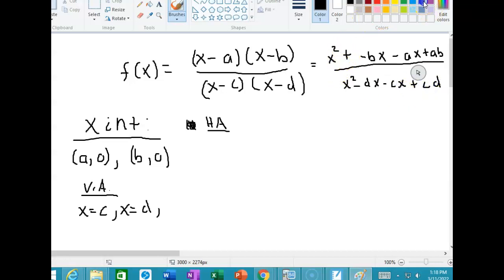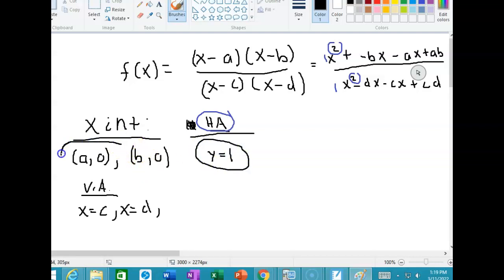If you notice here, when you're looking at horizontal asymptote, everything has to do with the highest powers on the top and the bottom. Here they're the same. Whenever the powers are the same, you take the coefficients in front. So here, the horizontal asymptote, what is it going to be? It's going to be just y equals 1.